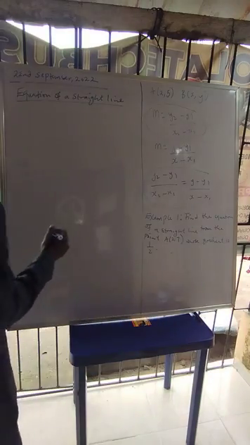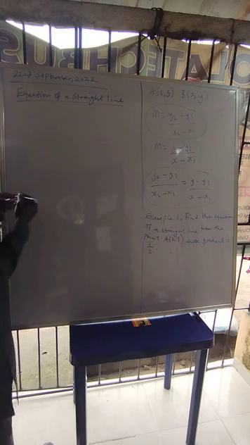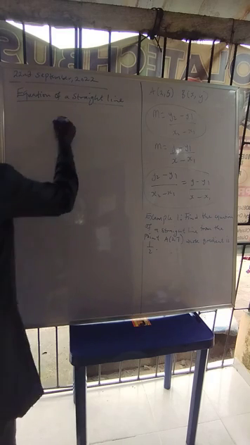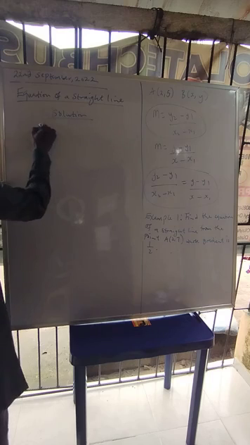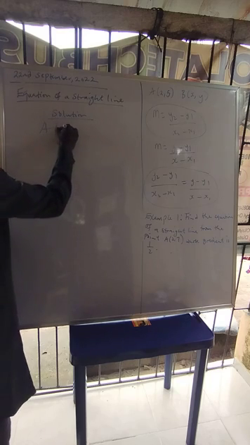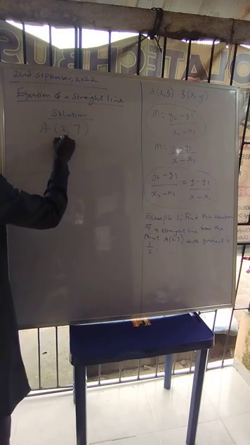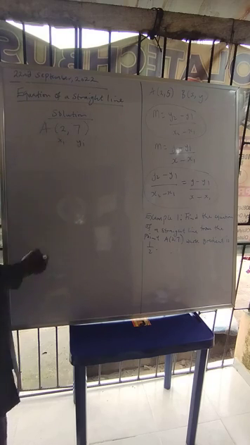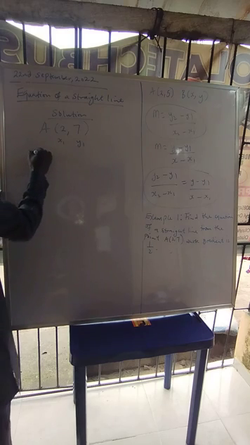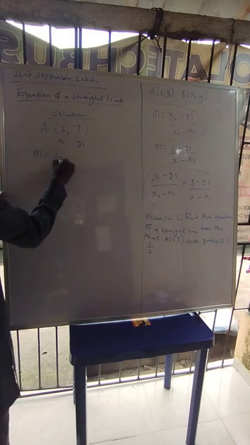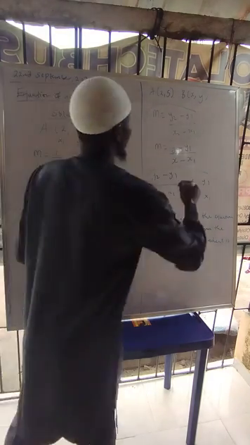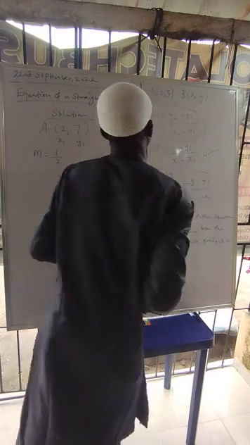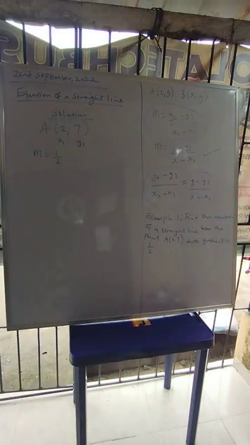Now in this case, our gradient is given and 1 point is given. So how do we do that? Solution. The point that is given, let's state it, which is (2, 7). Let's call it x1, y1. And then the gradient is given, which is 1/2. And how can we find the equation of the straight line? Which formula is suitable? This formula is suitable: m is equal to y minus y1 over x minus x1.